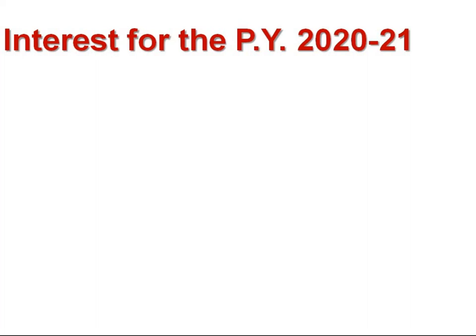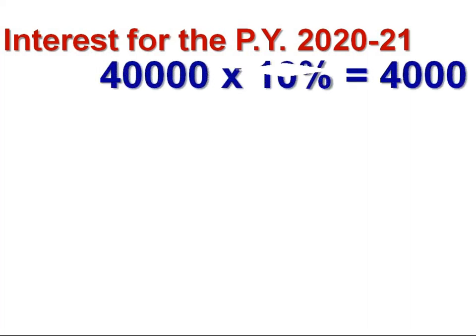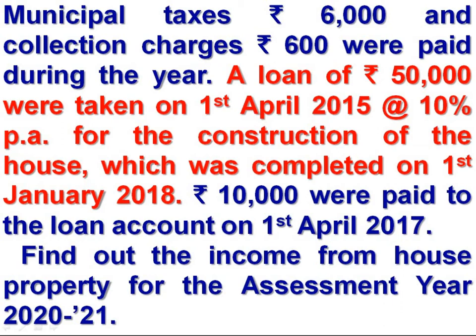The interest on loan consists of two parts. First, interest for the previous year. During the previous year, the amount of loan is rupees 40,000 and rate of interest 10%. 40,000 into 10%, rupees 4,000. It is the interest for the previous year. The loan was taken on 1st April 2015 and construction was completed on 1st January 2018. There was a loan before the construction was completed. Therefore, there is interest prior to construction or pre-construction interest.